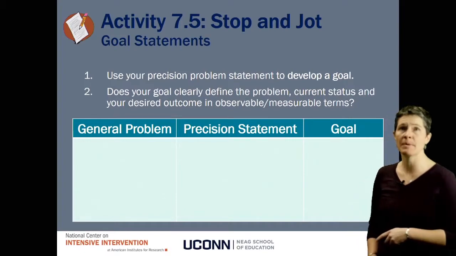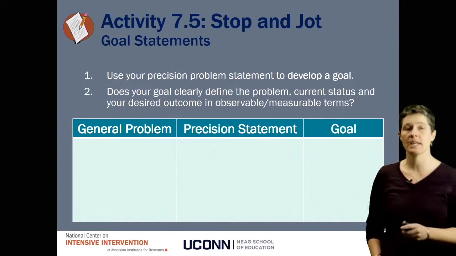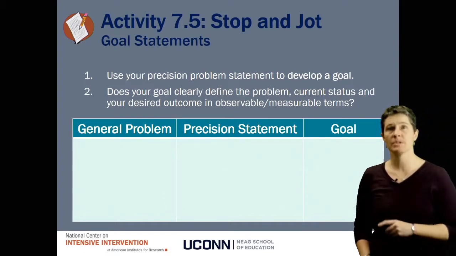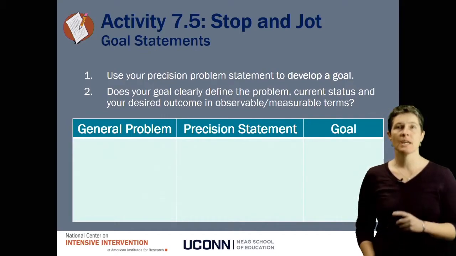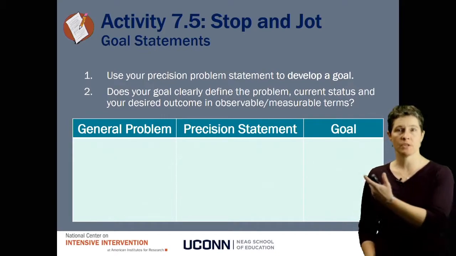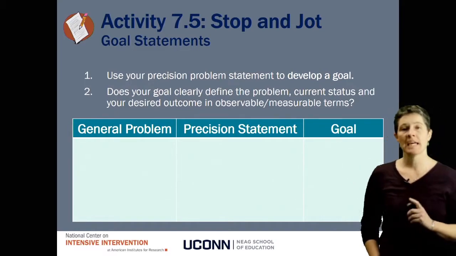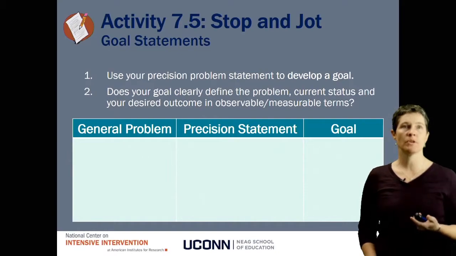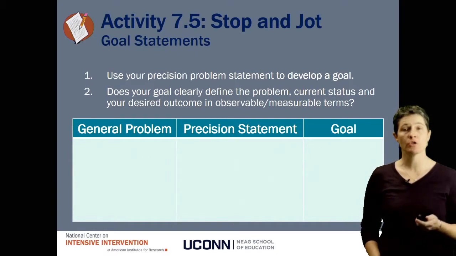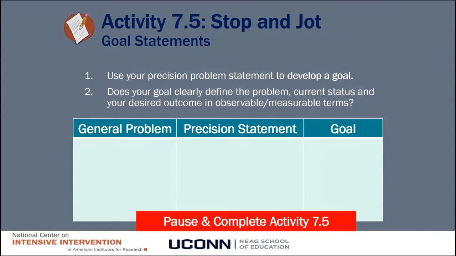We're now going to stop and ask you to think a little bit about what this looks like in your classroom. Use the precision problem statement that you just developed and develop a goal to go along with it. So you've got a general problem, a precision problem statement, and you're going to add on your goal. And remember to keep your goal as observable and measurable as possible. Make sure you know for sure when you've reached it.